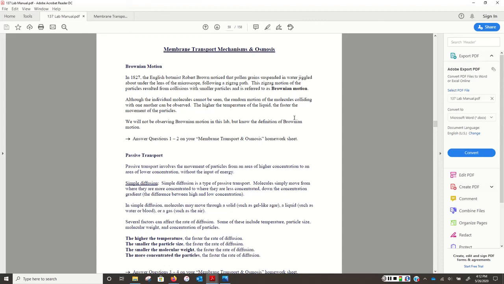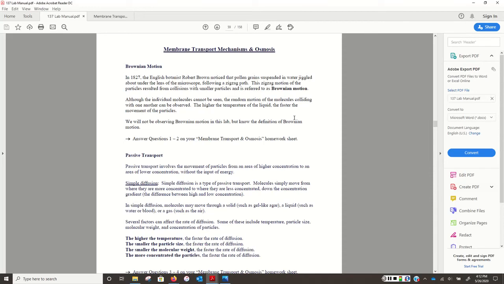Now, most of what we're going to be talking about the rest of this lab is how things move around in solution and also how they cross membranes. So we're talking about stuff that is dissolved in a liquid. We're talking about solutions, and we're going to be looking at the particles in solution and how they move around. Everything that we're going to be talking about is going to be based on something called Brownian motion. Brownian motion is the underlying principle for diffusion.